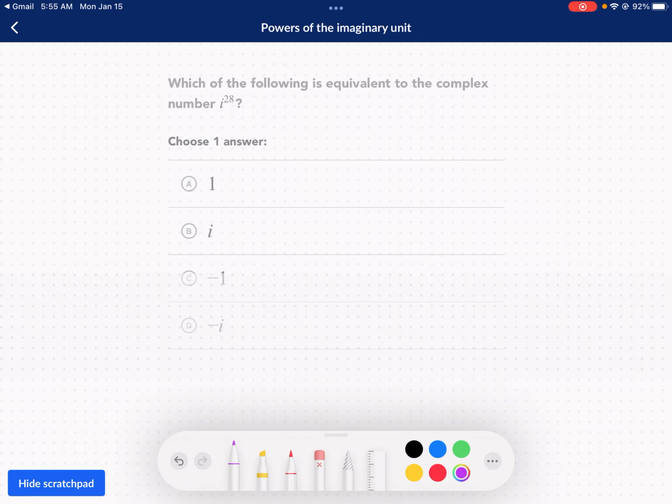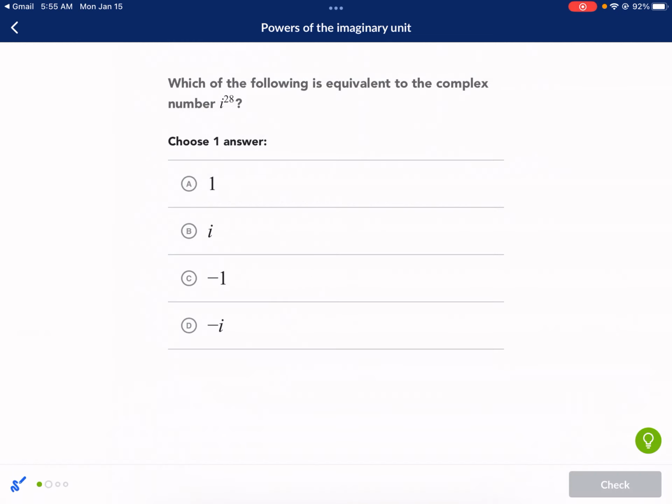Now I have i to the 28th power. Well, I'm pretty sure that's a multiple of 4. 7 times 4 equals 28. What does that tell me? That tells me that I have i to the 4th power 7 times. So if I did that 7 times, raised to the 7th power, that would give me i to the 28th. Well, I know i to the 4th is the same thing as 1. I'm just replacing it from my chart. So it's going to be 1 to the 7th power. That's just 1. So 1 is my answer for this.